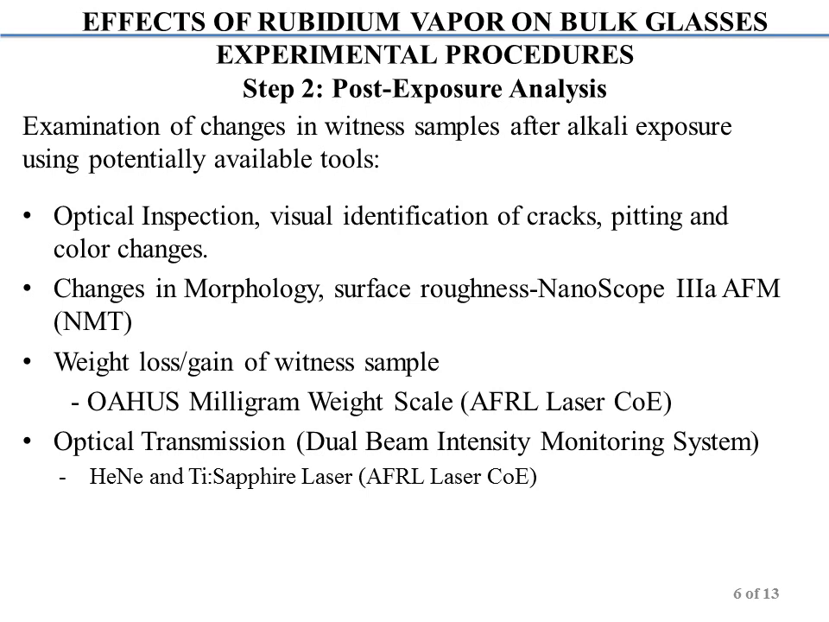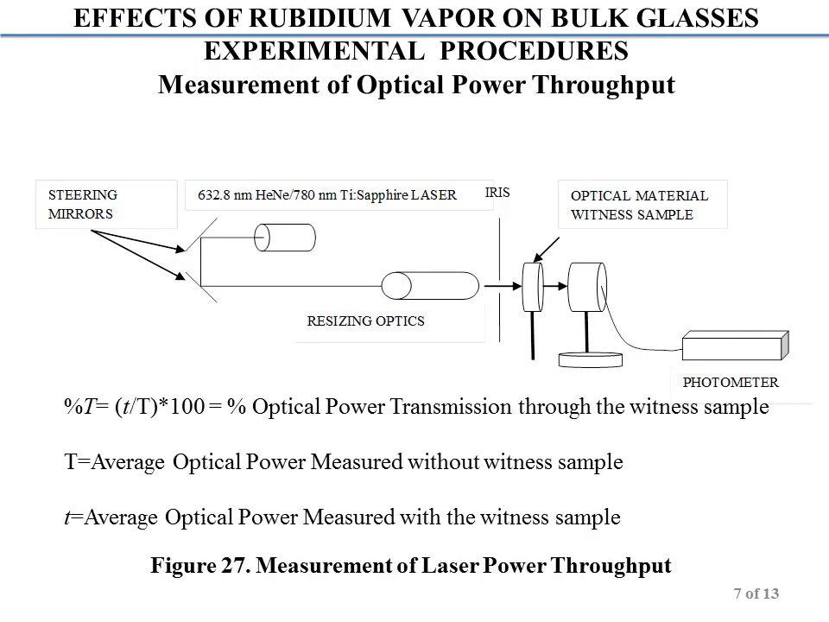and the optical transmission, one of the most important of these tools, a dual beam intensity monitoring system using a helium neon and Ti sapphire laser. The next slide shows the setup for the measurement of the optical power throughput.